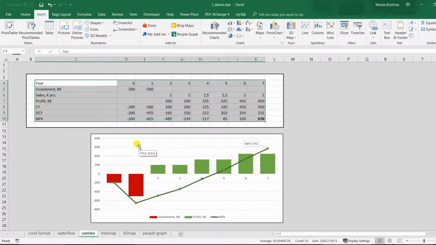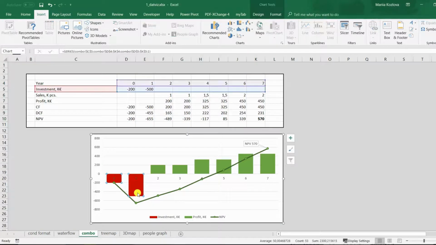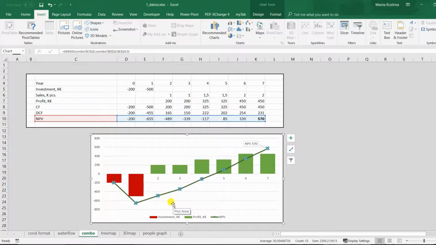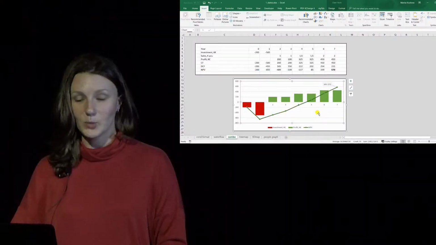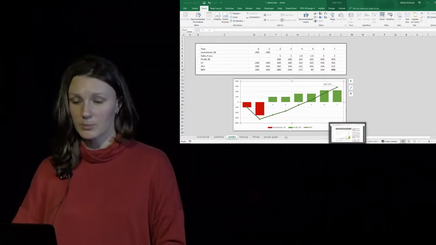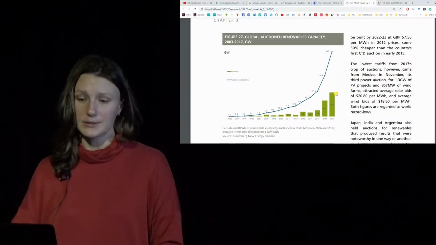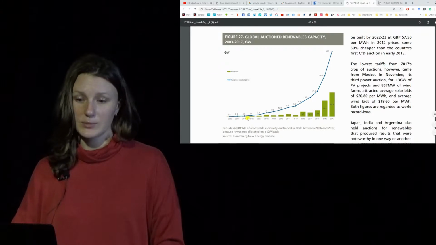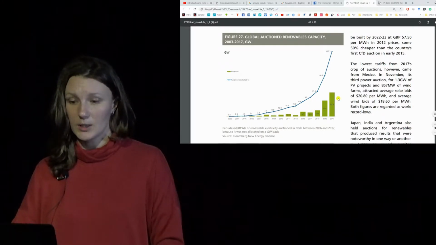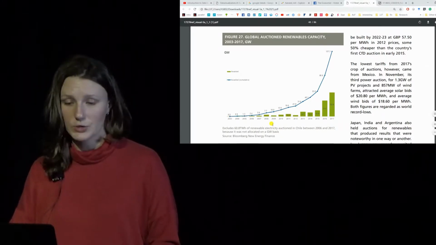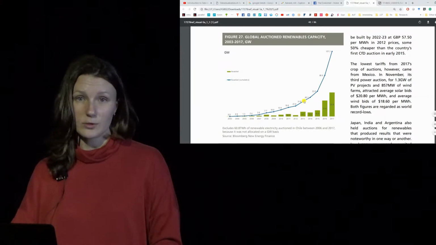And to highlight the difference, I display the normal usual cash flows with bars and cumulative discounted cash flows with a line. And we can find a lot of examples like that in different reports. Here, for example, similar idea, we use bars for average data and line for cumulative data.